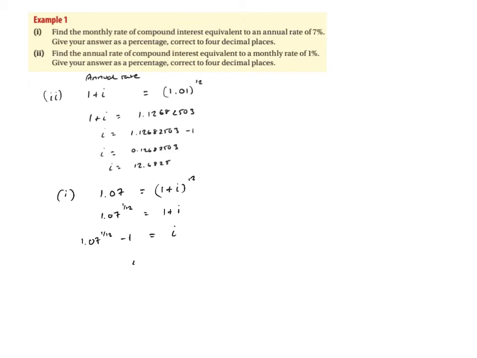If you do that, you get i is equal to 0.005654145, and to 4 decimal places, it's 0.5654%. Now again, if I go back to the original 7 and divide it by 12, you'll notice this is slightly underneath that, just like the 1% is slightly underneath the 12.6825 divided by 12.